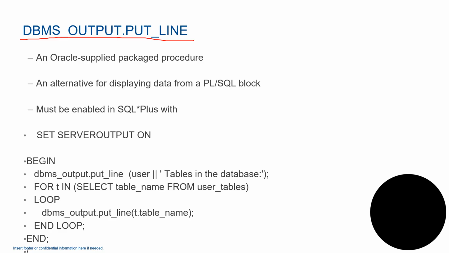It must be enabled with SQL*Plus SET SERVEROUTPUT ON. If we write set serveroutput on, the dbms_output.put_line will be enabled. You can see this is a PLSQL block where we have written BEGIN and a dbms_output for tables in the database. What will it do? It will select all the table names from user_tables and display them in the loop. So if there are, suppose, 10 tables, it will display all 10 names of those tables.